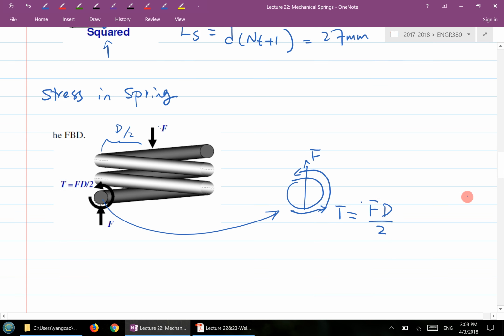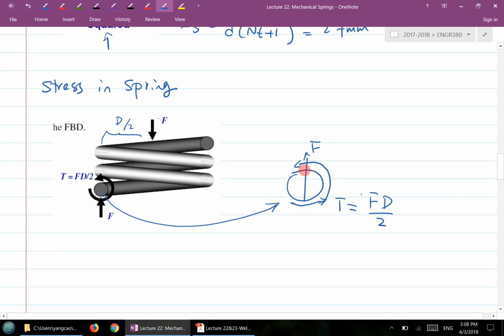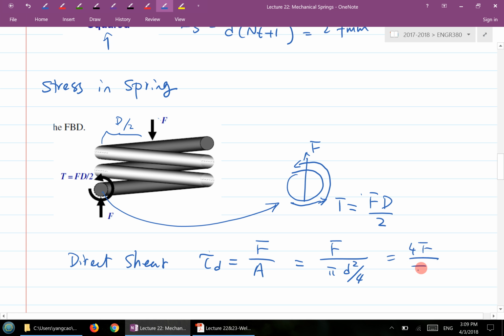Each one of these will cause a stress along the cross section. Spring cross sections are typically very small, so you can consider the F as a direct shear on the cross section. Direct shear means force divided by the area, and the area is pi times small d squared over 4, so pi times r squared with r equal to d over 2. So you get 4F over pi d squared.